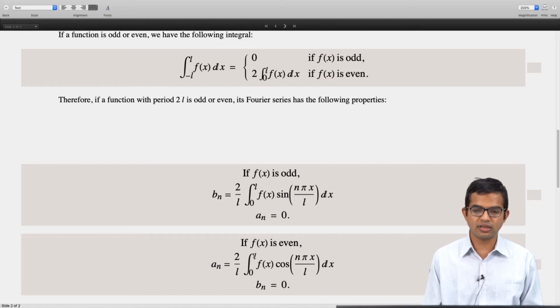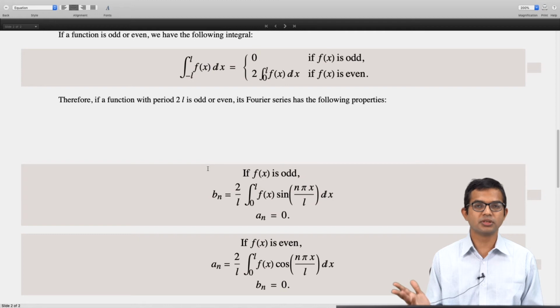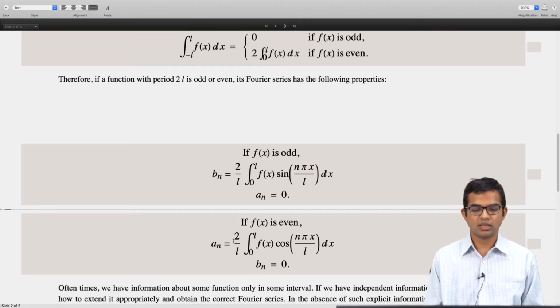So this is actually a direct consequence of this result, which I urge you to use, along with the prescription given for computing these coefficients for functions with period 2L, and then show for yourself that indeed these two results hold when your function is not only periodic, but also has oddness or evenness associated with it.